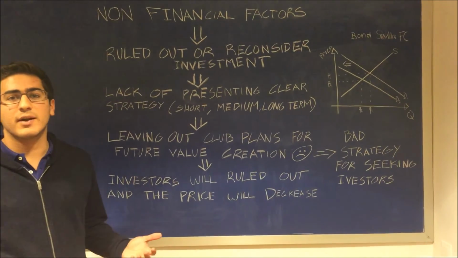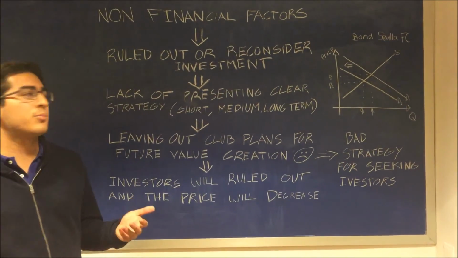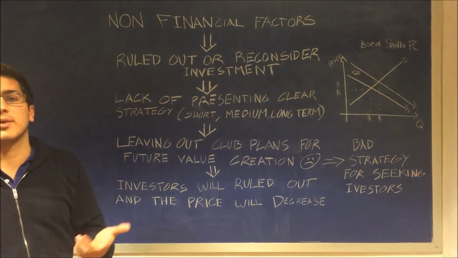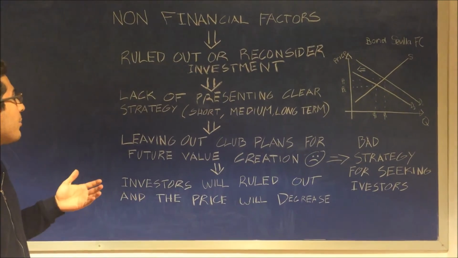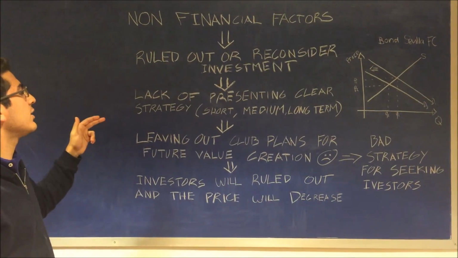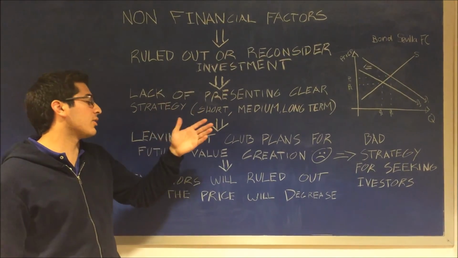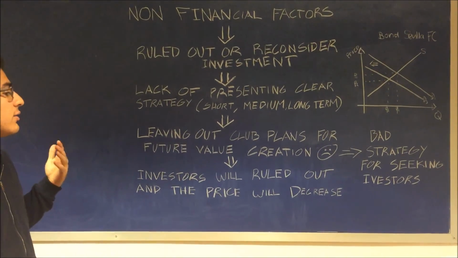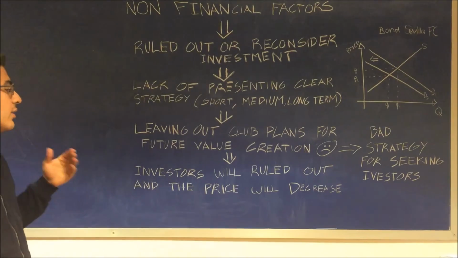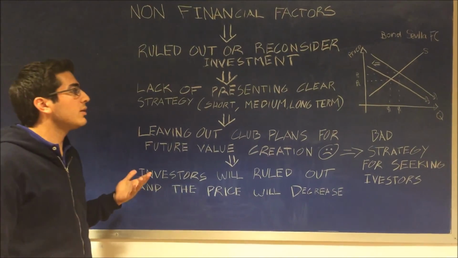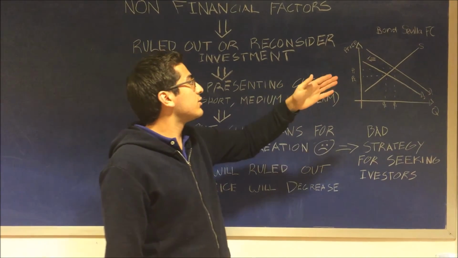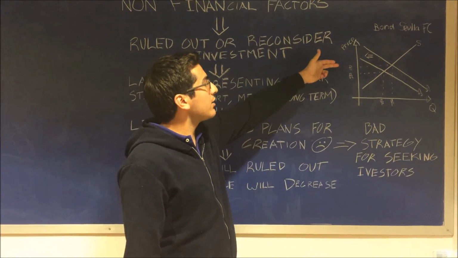A non-financial factor that affects the change in price is when investors rule out or reconsider their investment. This happens when the club lacks a clear strategy in the short, medium, and long term. This creates a problem that makes investors rule out, and the price will decrease. This is observed in this graph, where demand shifts to the left and price goes down.